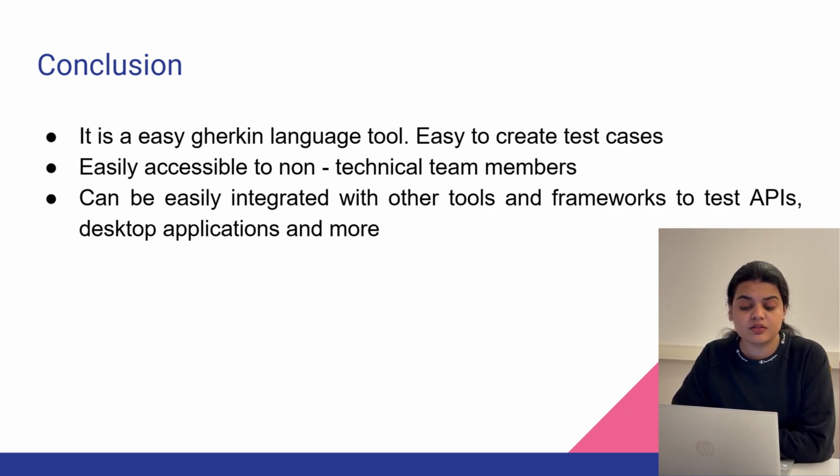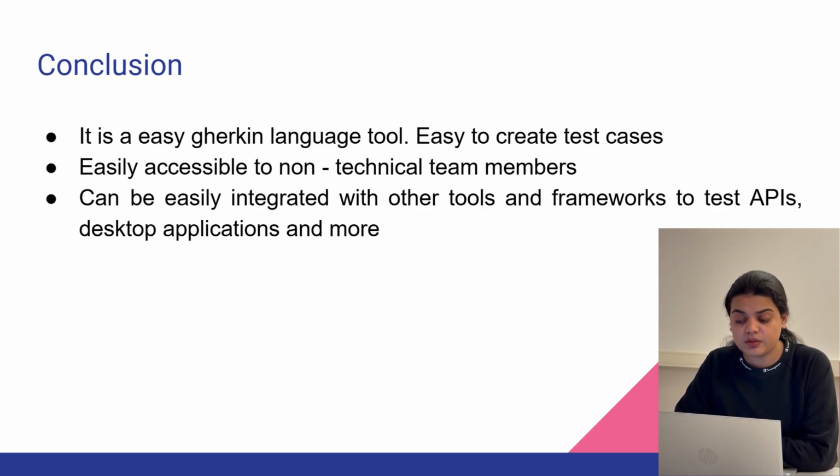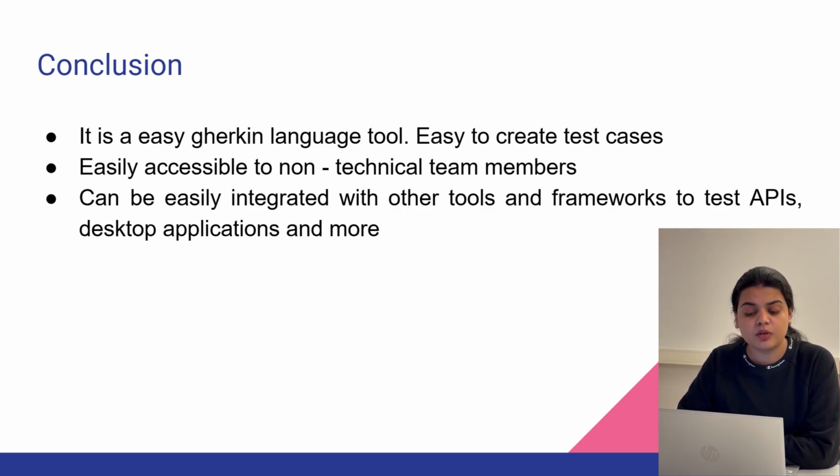I would like to suggest this tool because, unlike traditional testing tools that require technical knowledge to understand and write tests, Cucumber uses plain language like Gherkin for writing test scenarios. This makes it accessible to non-technical team members, fostering better collaboration and ensuring that tests are aligned with business requirements. Cucumber can be used for testing various types of applications, not just web applications. While it is commonly used with Selenium for web testing, Cucumber can also be integrated with other tools and frameworks to test APIs, desktop applications, and more.